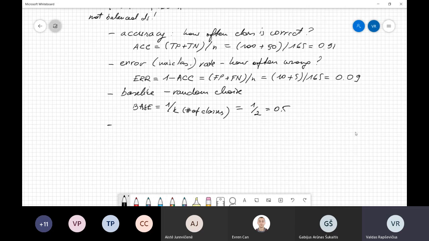But once you have a data set, you can say a little bit more. You have more insight about your baseline. This additional baseline is called the null error rate. It means how often we would be wrong if we would guess the majority class.